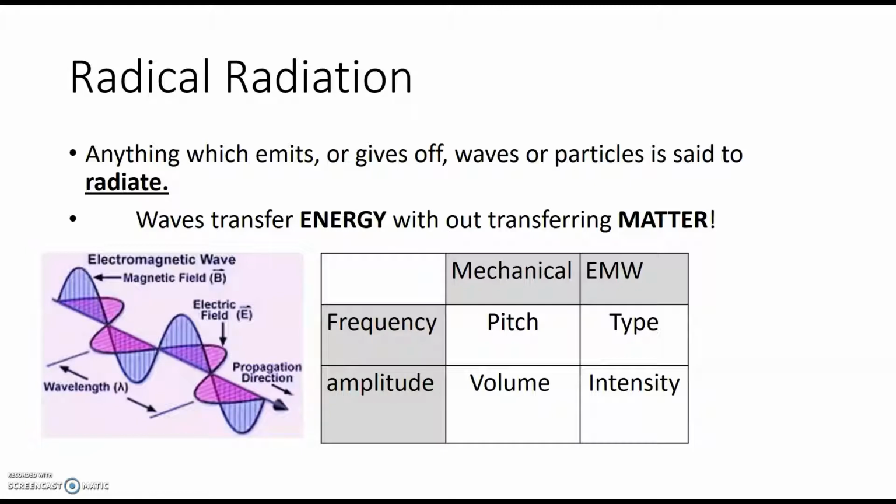Now, the type of light is dependent upon the frequency. Just like with mechanical waves, where frequency determines the pitch, such as with sound, for electromagnetic waves the frequency determines what type of light it is. And we're going to talk about the various different types of light in just a moment. Now, the amplitude determines volume, like loudness for sound. But in electromagnetic waves, it's the intensity, how bright that light is, based on the amplitude.